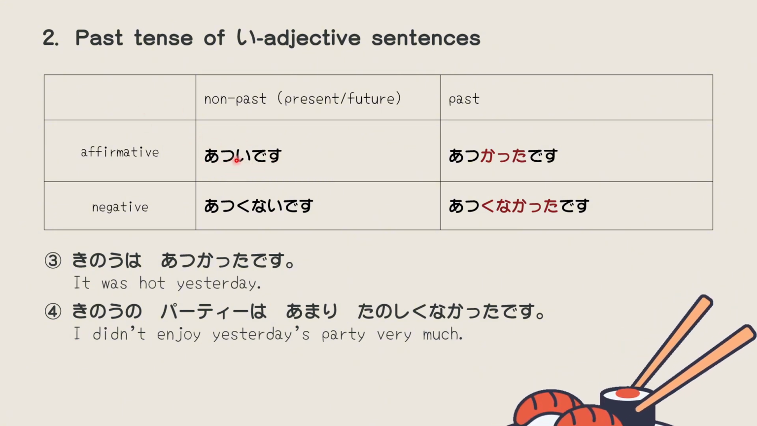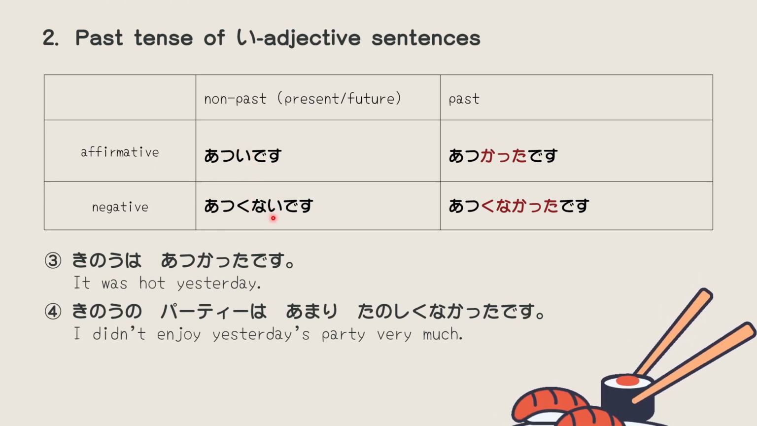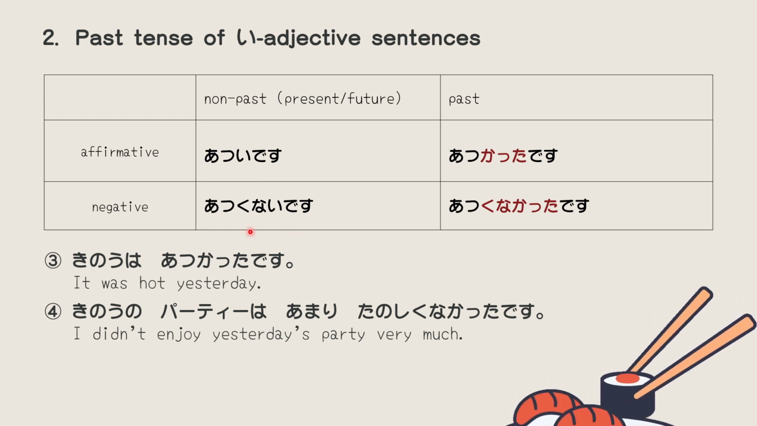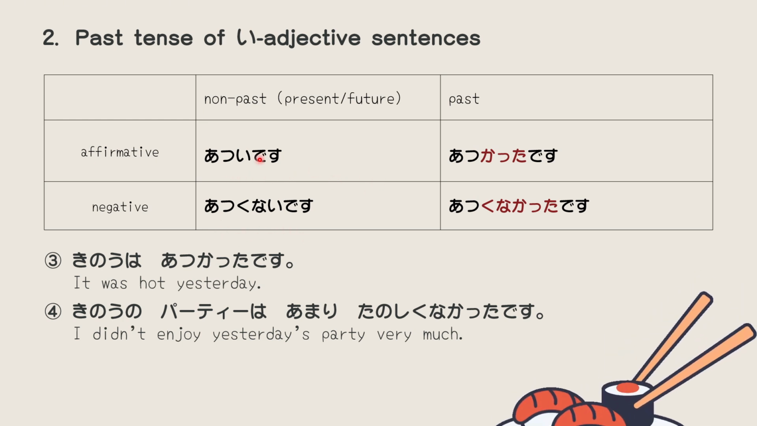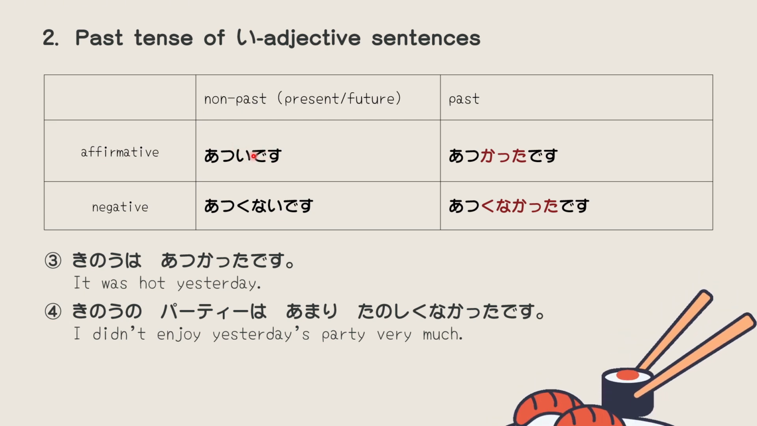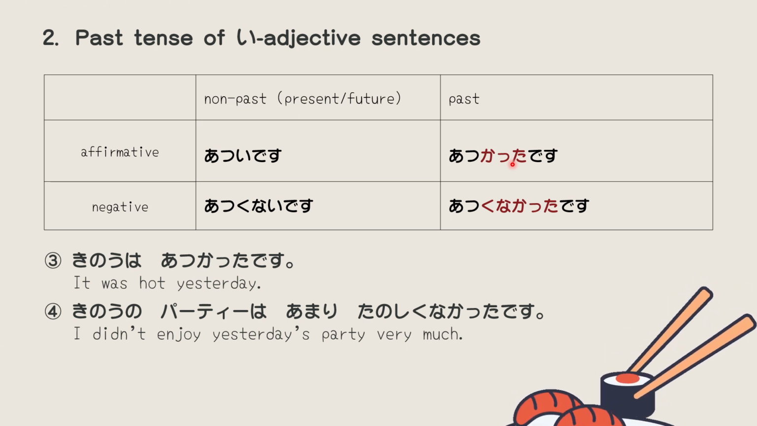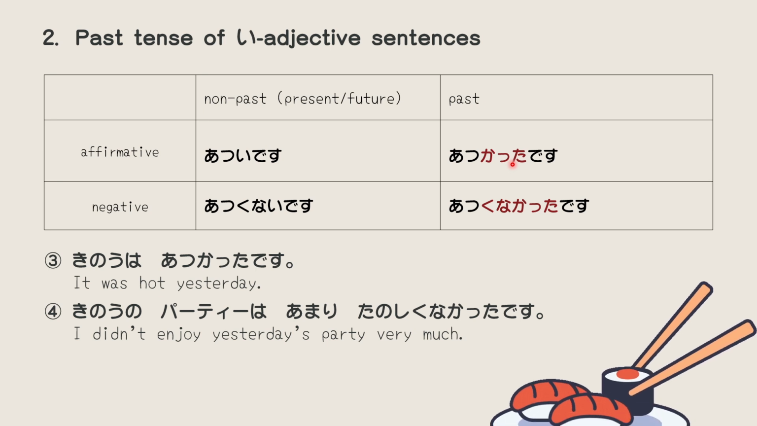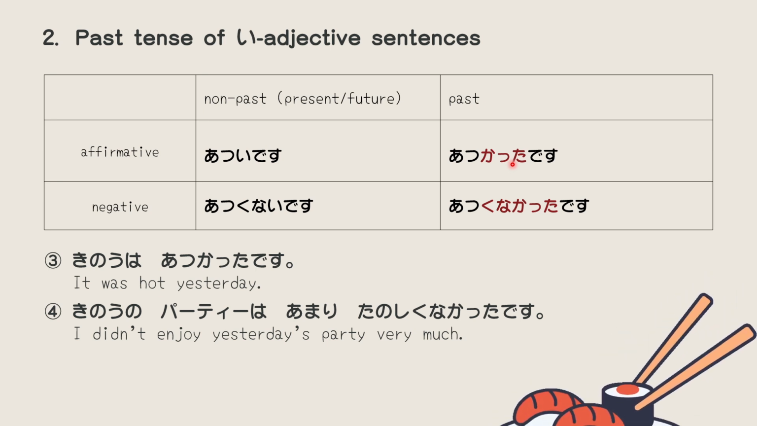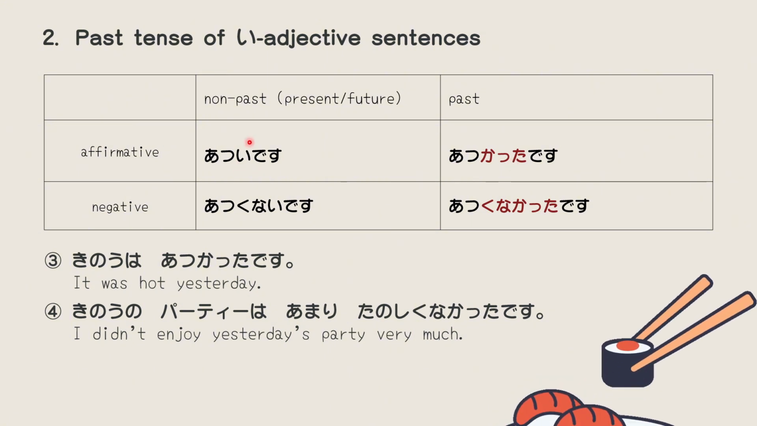If you want to make it into negative, you remove the i and then you replace it with kunai. Atsui, atsukunai. If you want to make it into past tense, you also replace the i with katta, atsukatta. This tsu is a small tsu, which I have mentioned before. It means that the next syllable is going to be a double consonant, so it's kind of pronounced in a harder way. Atsukatta. There's kind of an emphasis on the ta. Replace the i with katta.